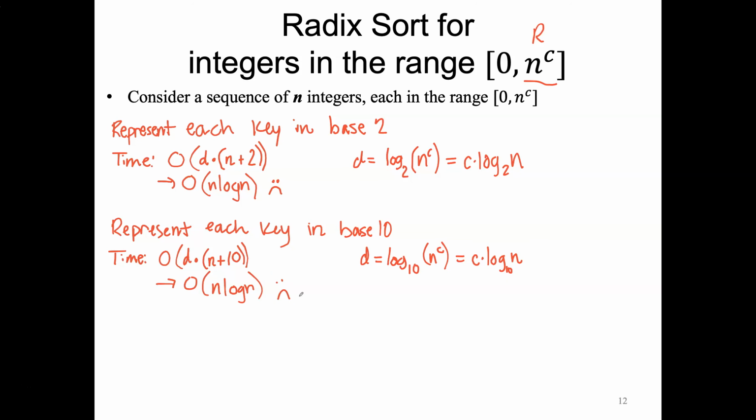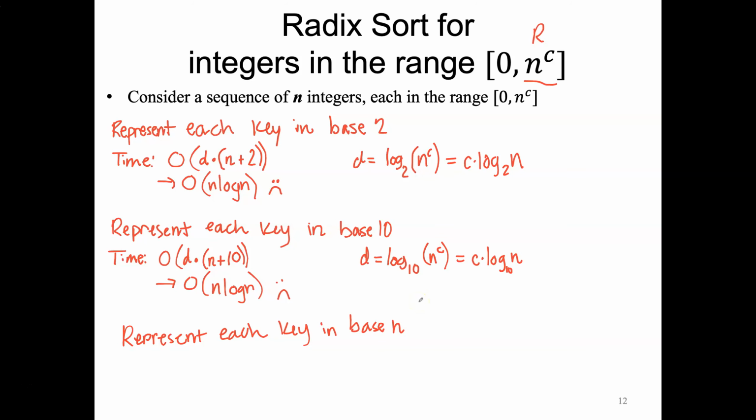But we can do better. Instead of using base 2 or base 10 or base 16 or base 500, what we want to do is get rid of this logarithmic part of how many dimensions we have. We don't want it to be dependent on n. So instead, this is our last attempt here, we'll represent each key in base n.